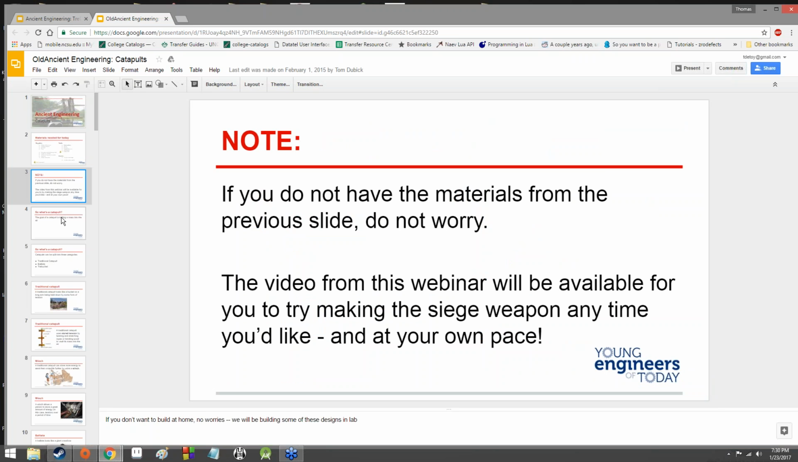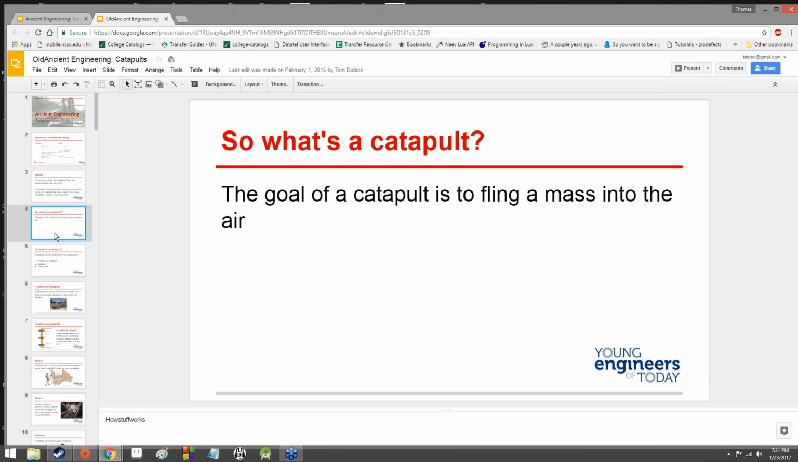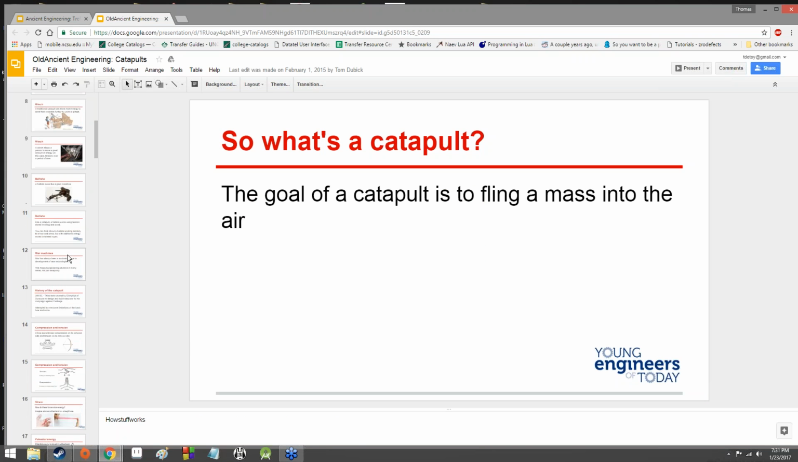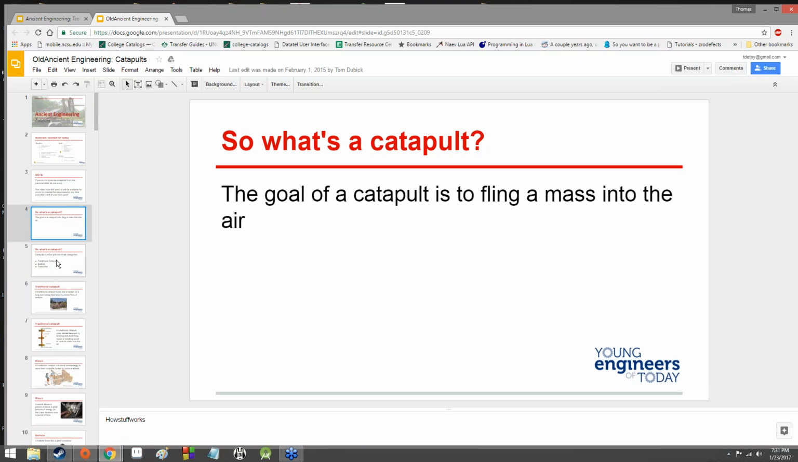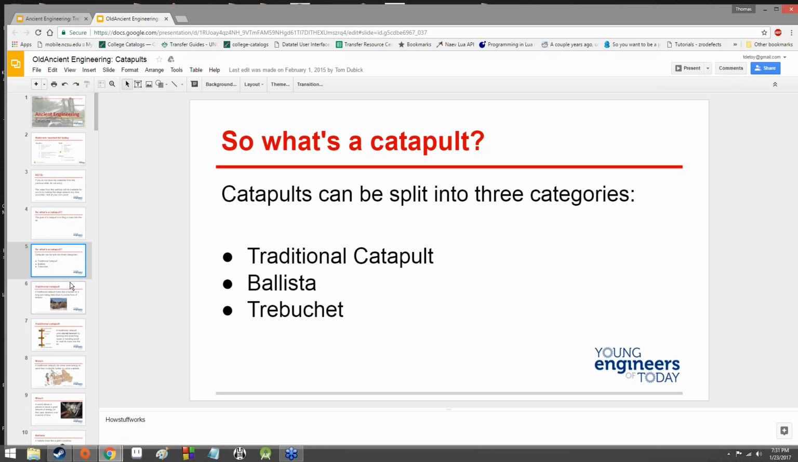Anyway, the part of this was you guys would be building stuff alongside it. Since you're doing the ballistas in a lab, we won't be doing that ourselves. But there's still a lot of good information in it.